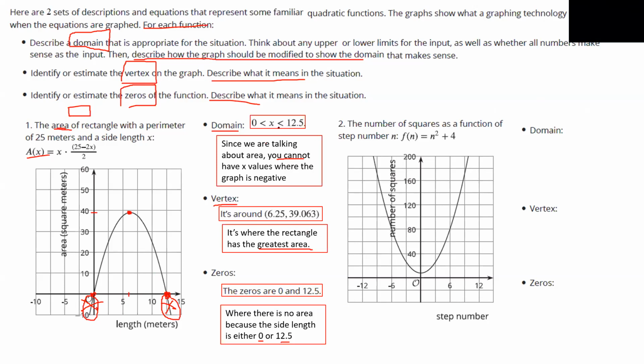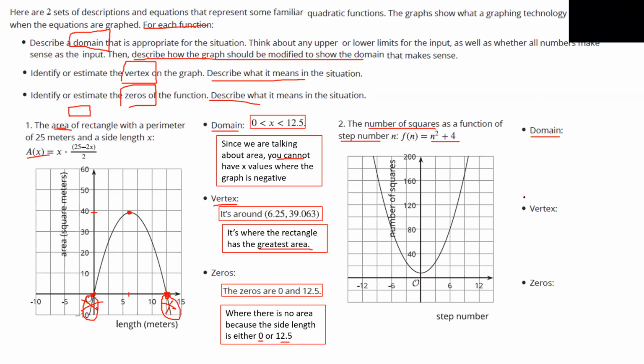All right, so now that we tried this one, go ahead and do this one on your own. It says the number of squares as a function of step number. So the step number and then the number of squares are given by this equation here. Go ahead and look at this graph and write your domain now.